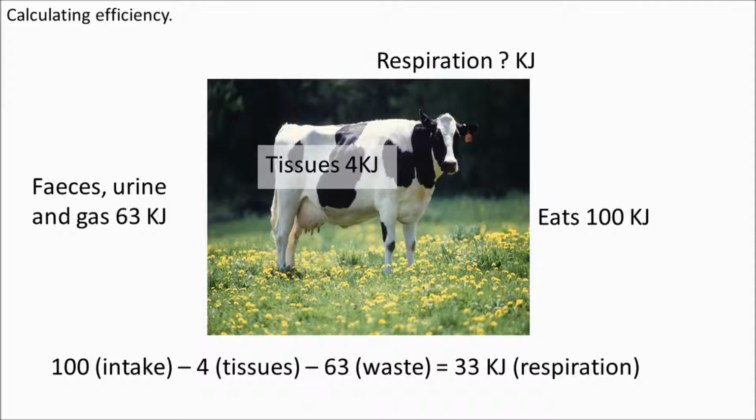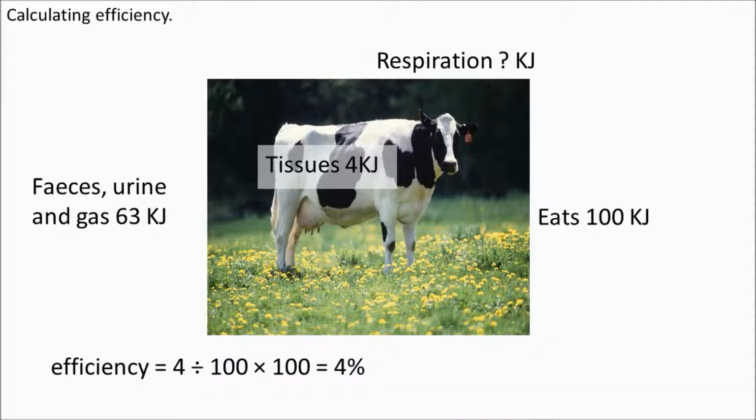Now, only 4 kilojoules are available to the next stage in the food chain. We're probably the next stage in that food chain for our burgers and steaks. So 4 kilojoules are available for the next stage. The efficiency is the amount available to us, 4 kilojoules, divided by the total intake, 100 kilojoules. And this gives us a decimal, 0.04. And to turn that into a percentage, you multiply it by 100. So that gives us 4% efficiency.